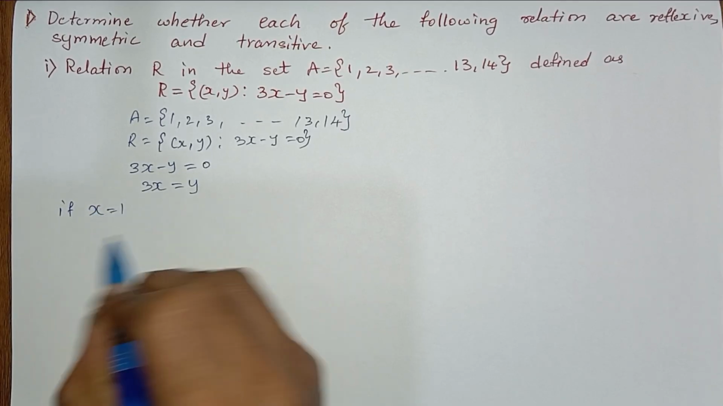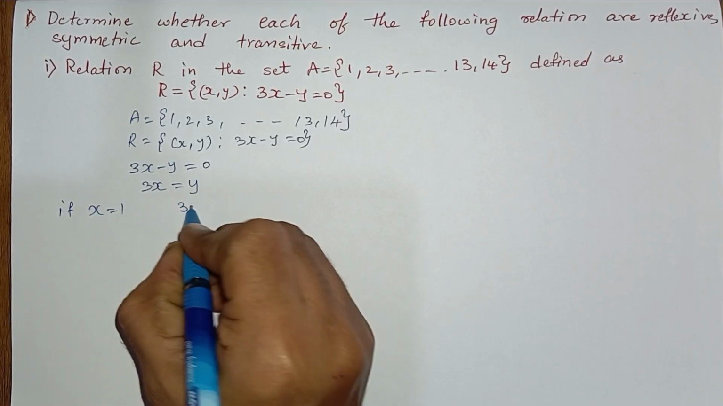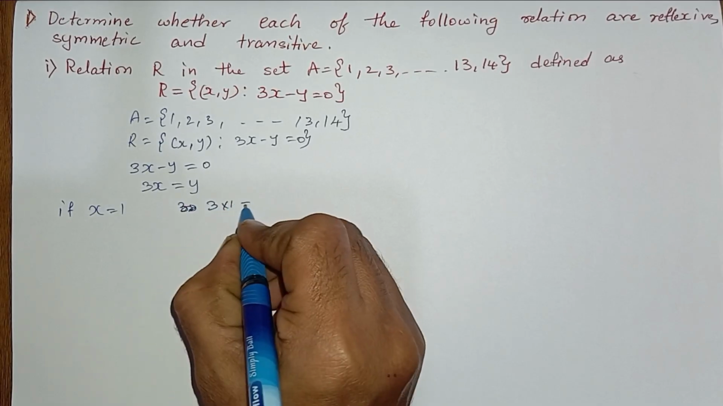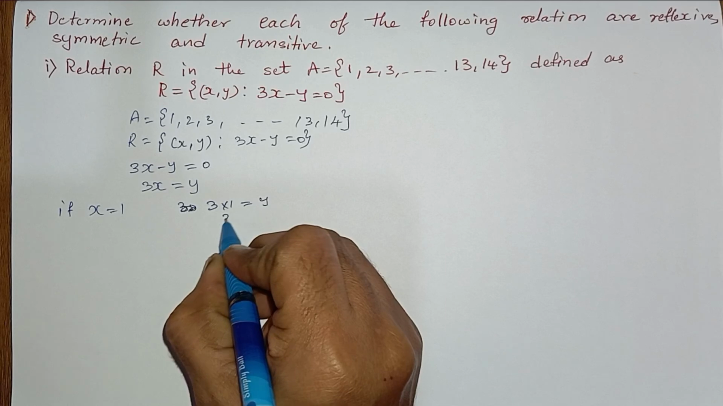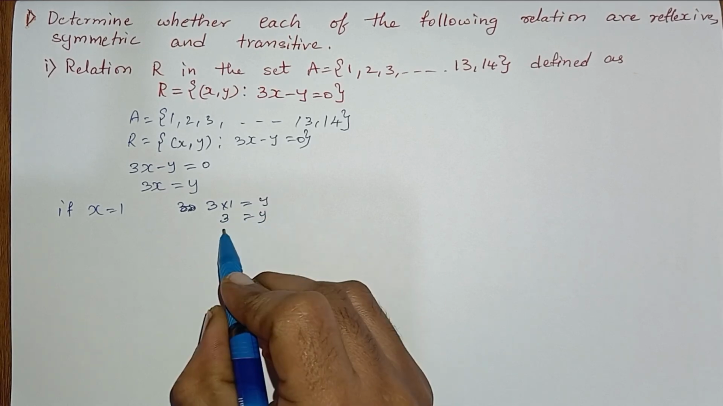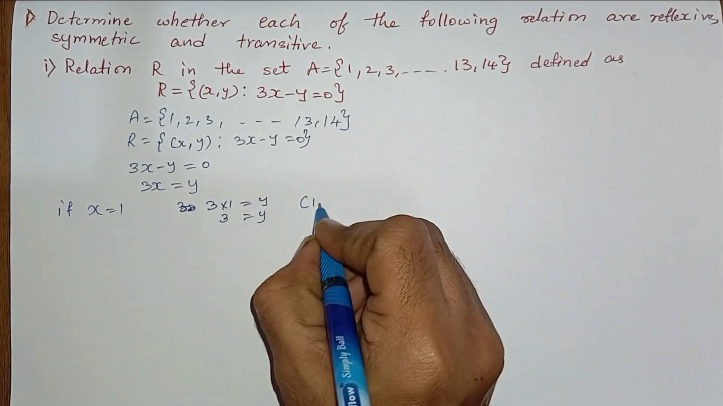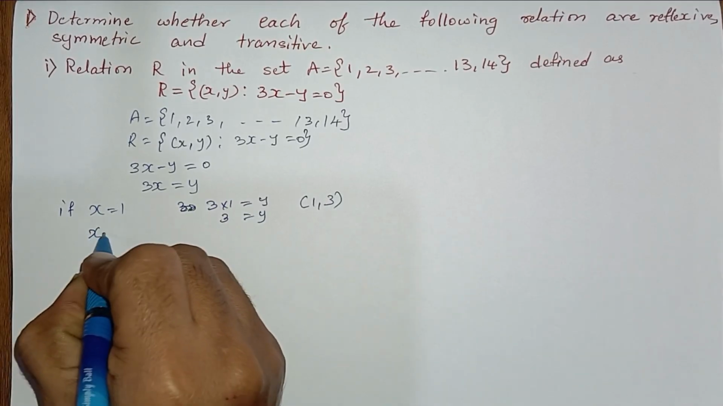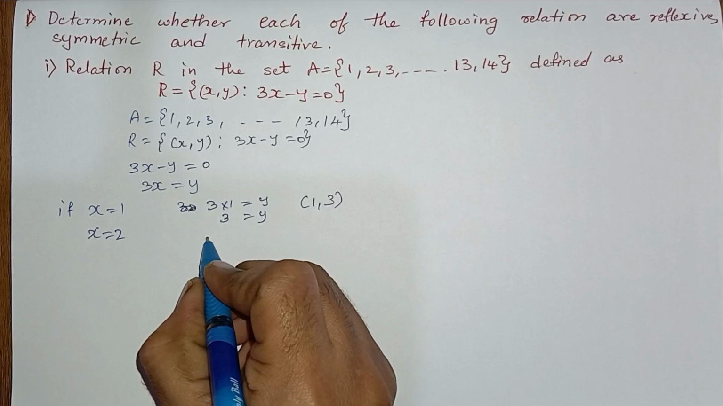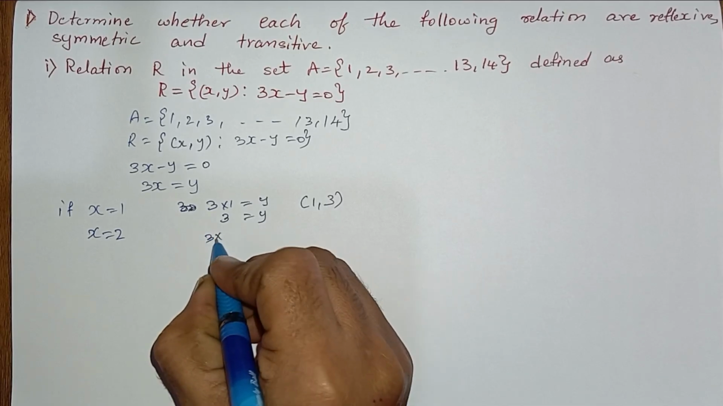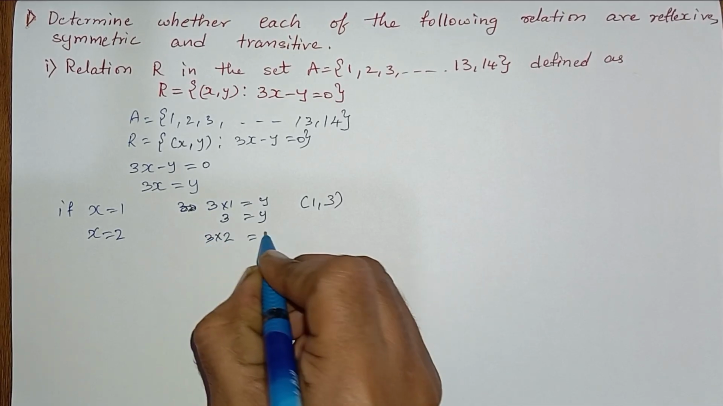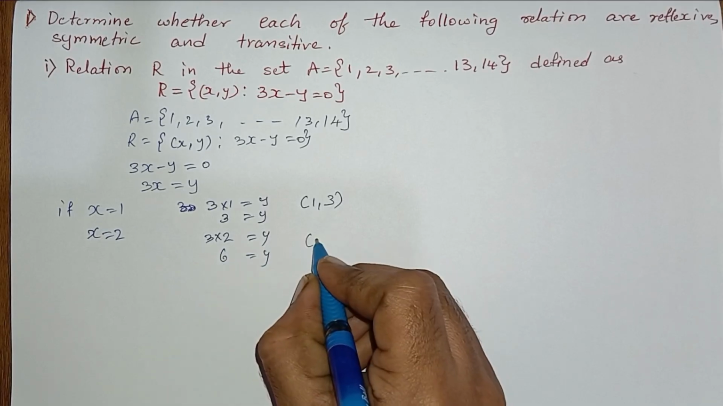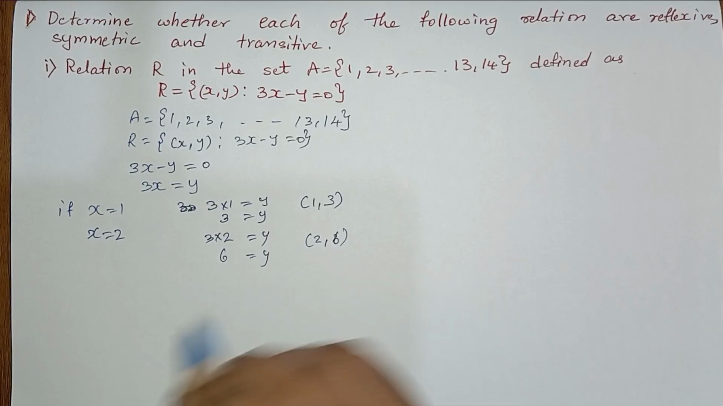If x is 1, then 3 into 1 is equal to y. So 3 ones are 3, so y will be 3. So the first ordered pair will be (1, 3). The next is if x is 2. Then we have to see the y value: 3 into 2 is 6. So the y value is 6, and the next ordered pair will be (2, 6).